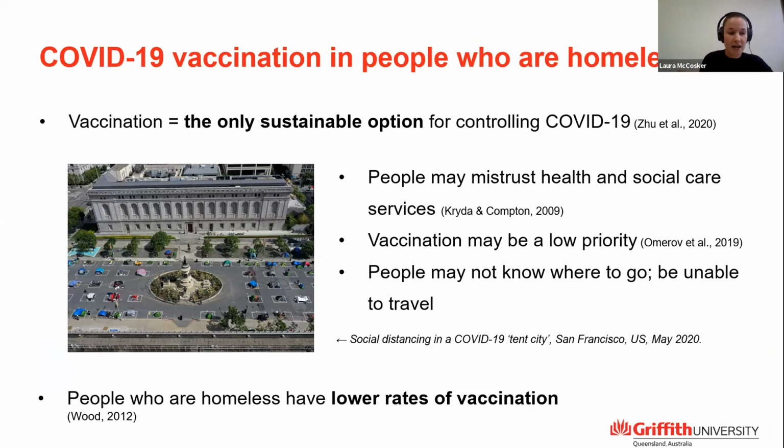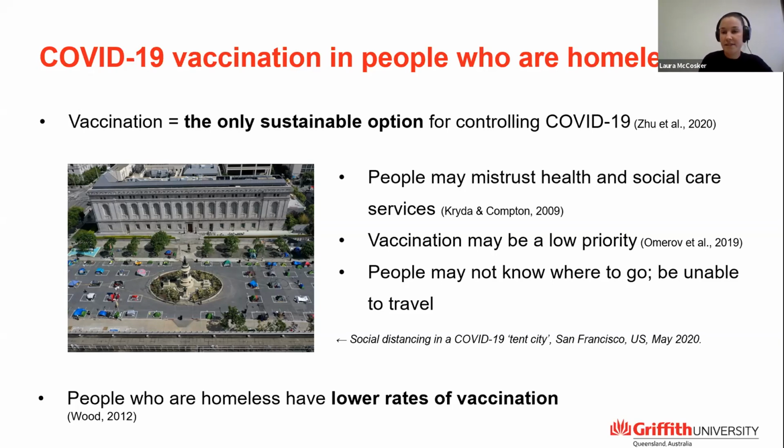However, delivering vaccination to people who are homeless is really complex, and there are a number of reasons for this. So people who are homeless and who have had previous negative encounters with health and social care services frequently mistrust and lack confidence in these services, and this may prevent them from actively presenting to vaccination programs.